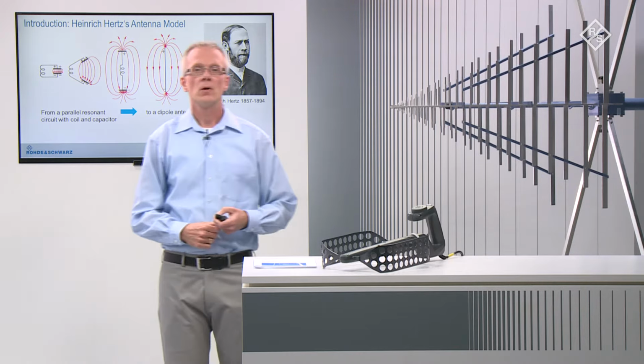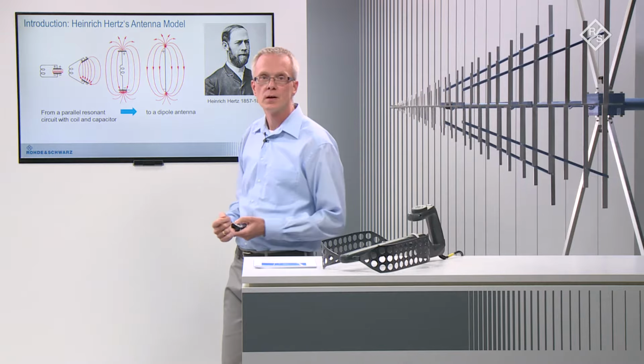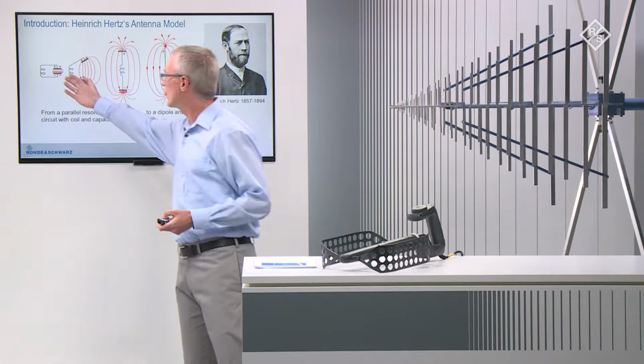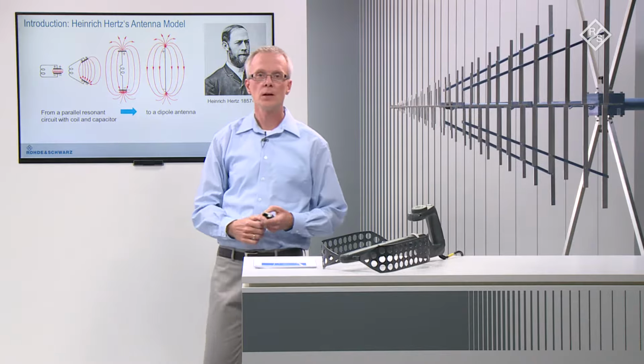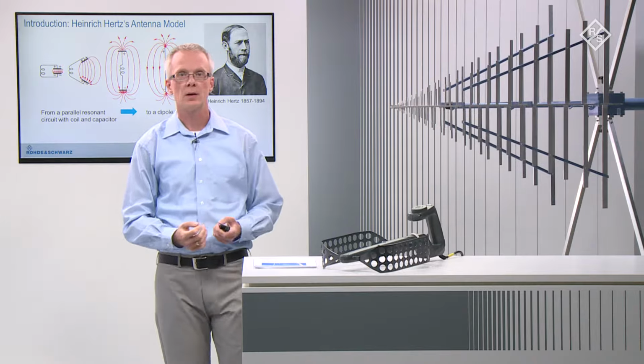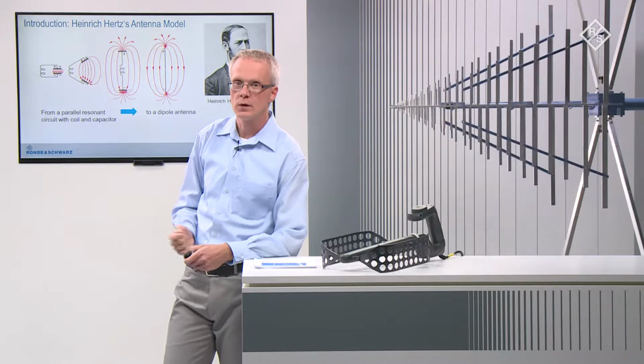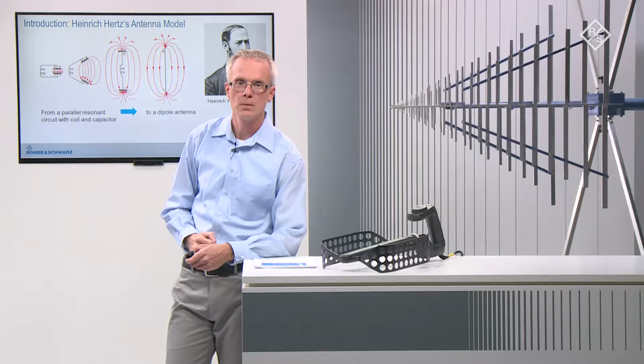An almost homogeneous electric field is present between the plates of the capacitor at a certain point of time. This field alternates with a magnetic field in the inductor. For simplicity reasons, only the electric field lines are shown in the illustration.